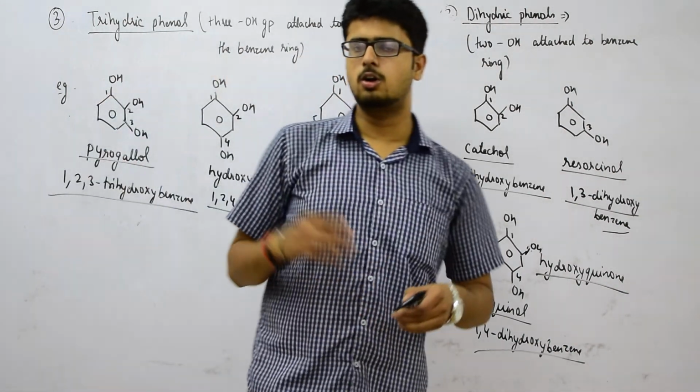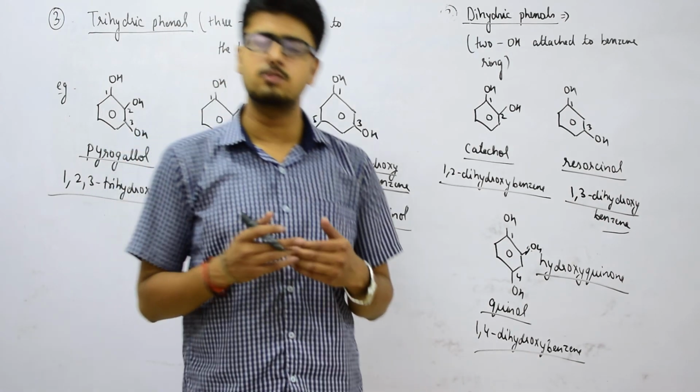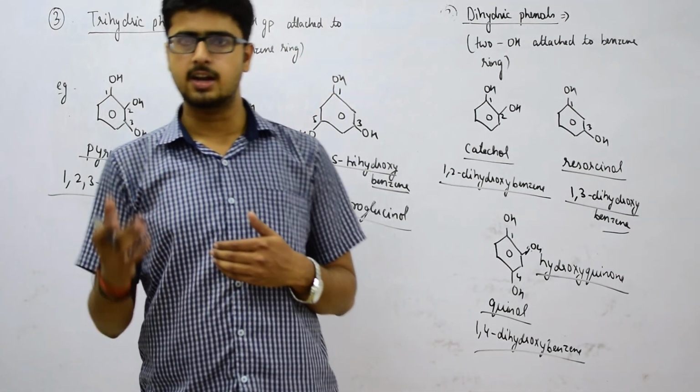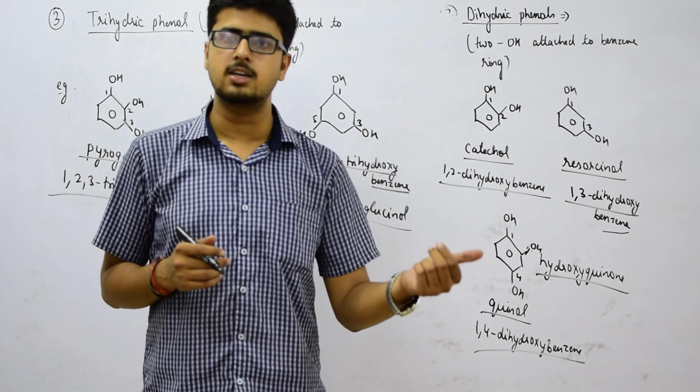So this was all about classification of phenols. In classification of phenols, we saw 3 classes of phenols: monohydric, dihydric and trihydric. In monohydric, there is only one OH group that is directly attached to the benzene ring.